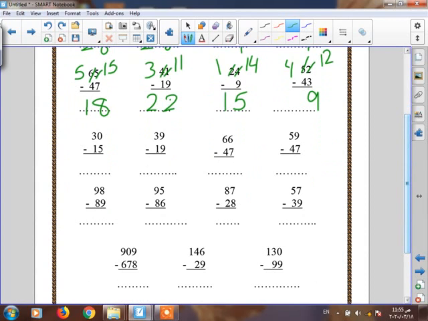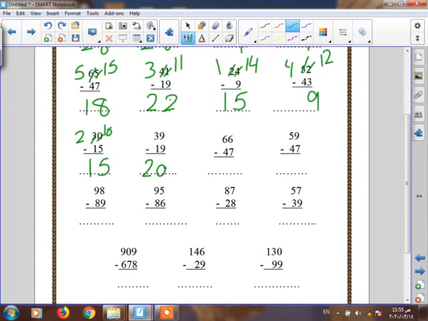30 minus 15. So I start from ones. 0 minus 5, no we can't. Borrow 1 from 3. 3 becomes 2 and 0 becomes 10. 10 minus 5 equals 5. 2 minus 1 equals 1. Next, 39 minus 19. I start from ones. 9 minus 9 equals 0 in ones. 3 minus 1 equals 2 in tens.